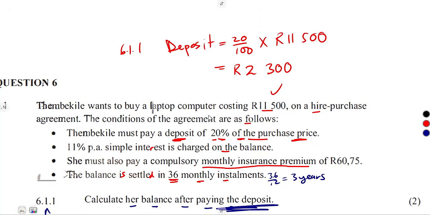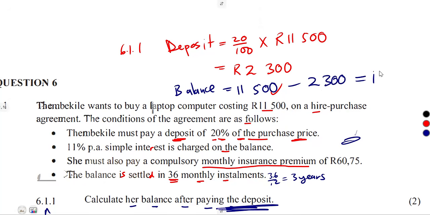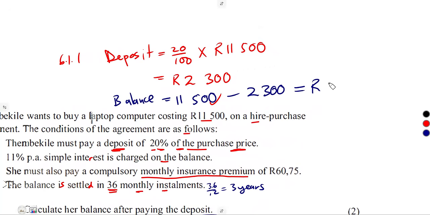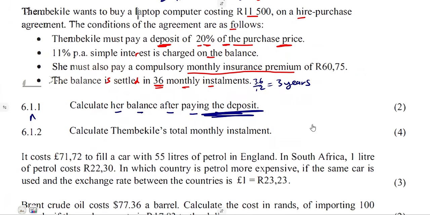Then the balance after paying the deposit. What will be the balance? The money that is on hire purchase, the cost there, 11,500 minus the deposit which was paid. All right. So that was 11,500 minus the deposit of 2,300 to give us a balance of what? 9,200. All right, so that's it. 9,200 here.